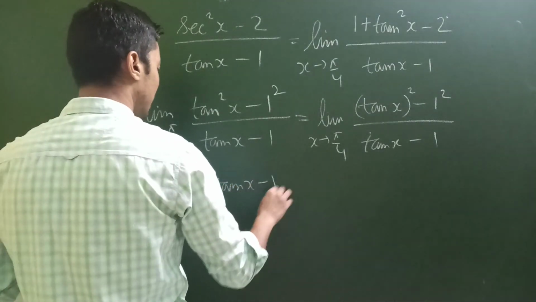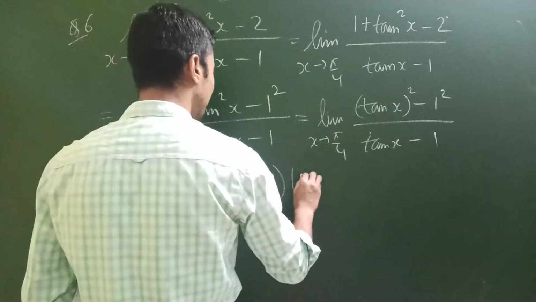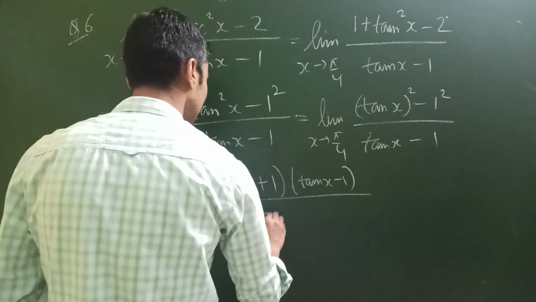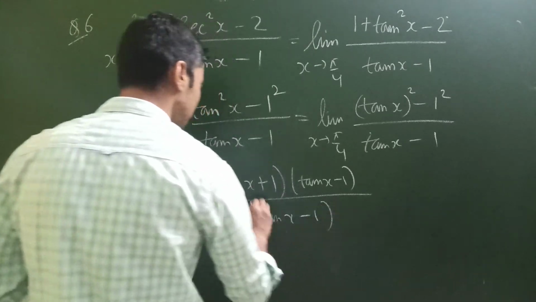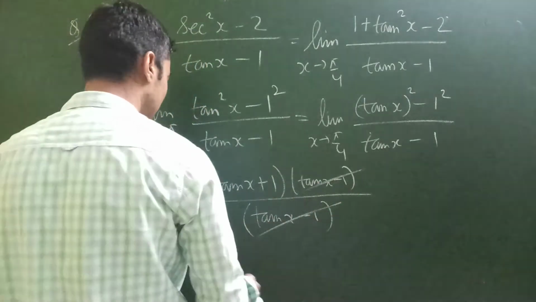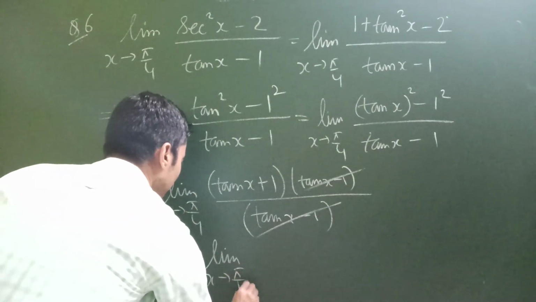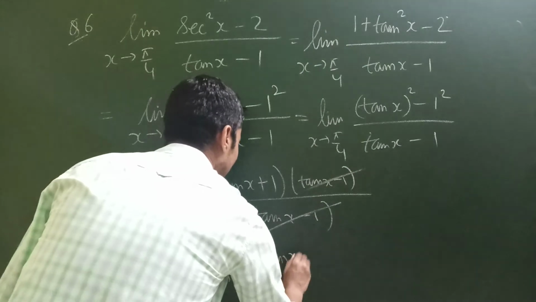That is a minus b, a plus b, doesn't matter, a plus b or a minus b, into a minus b upon tan x minus 1. So the same quantity, the product cancels, equates. So what do we have? Limit x tends to pi by 4, tan x plus 1.